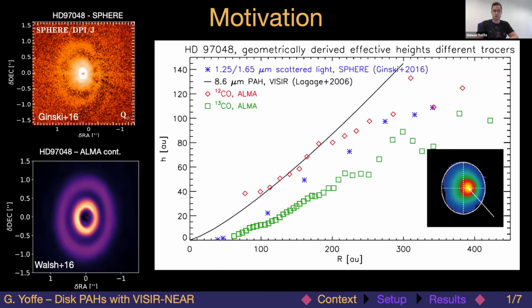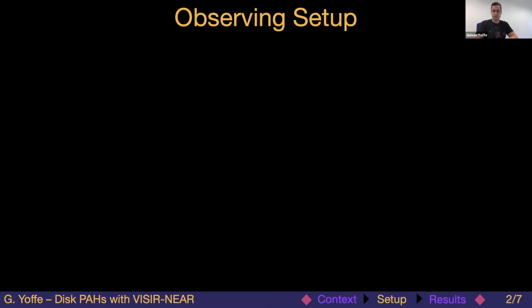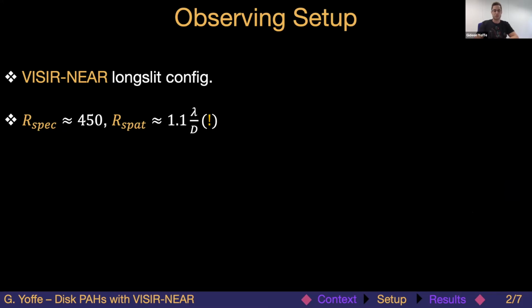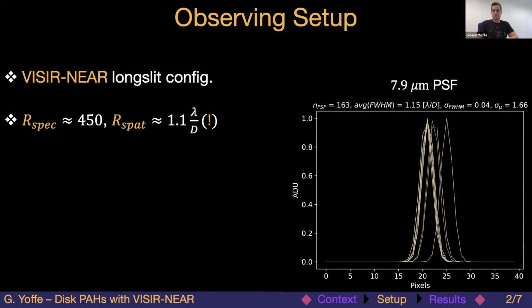So let's move on to our observational setup. We will use VISIR-NEAR in Longslit spectroscopy mode. The spectral resolution is roughly 450, and the spatial resolution is about 1.1 lambda over D, which is quite awesome. In this plot, you can notice the stable PSF behavior throughout the entire set of observations. The average full width at half maximum is nearly at the diffraction limit with a pretty small scatter.